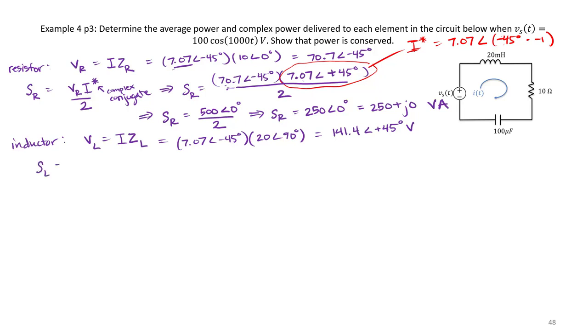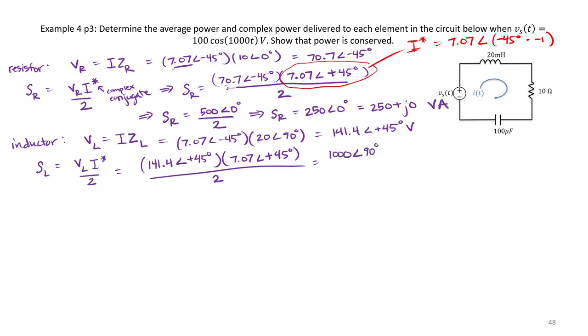Then, just like before, we can plug into our complex power equation. Remember, once again, we need to take the complex conjugate of current. So we plug in. We've got voltage across our inductor is 141.4 angle positive 45 degrees volts. Our I star value is 7.07 angle positive 45 degrees because we took our complex conjugate. We divide by 2. We end up getting 1000 angle 90 degrees divided by 2, which gives us 500 angle 90 degrees, or 0 plus J500 volt amperes.